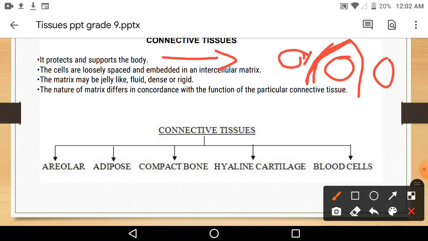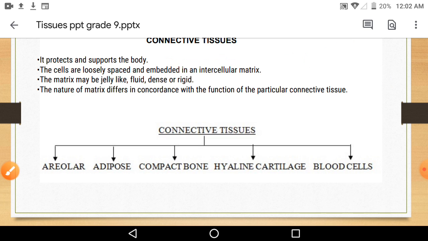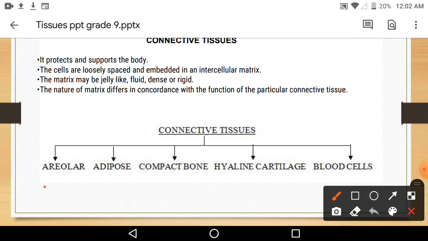Depending on the connective tissue, the nature of the matrix may differ. It may be dense or rigid, or sometimes it may be fluid or jelly-like. So the different types of connective tissue are areolar, adipose, bone, cartilage, and blood. So all these are connective tissue.